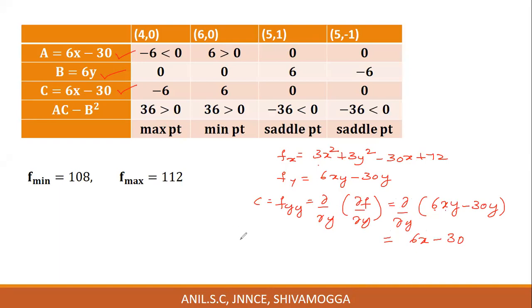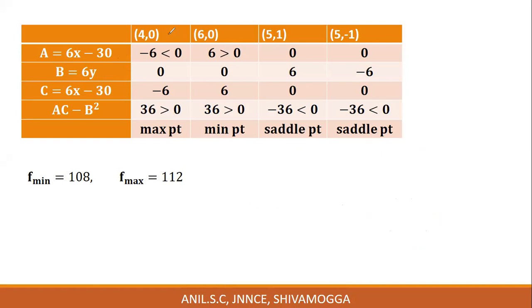Now let's find the nature of the stationary points. This is a stationary point, this is a stationary point, this is a stationary point, this is a stationary point. First we shall find the nature of 4, 0. X is equal to 4 and y is equal to 0. A is 6x minus 30. 6 into 4, 24. 24 minus 30 is minus 6. It is less than 0.